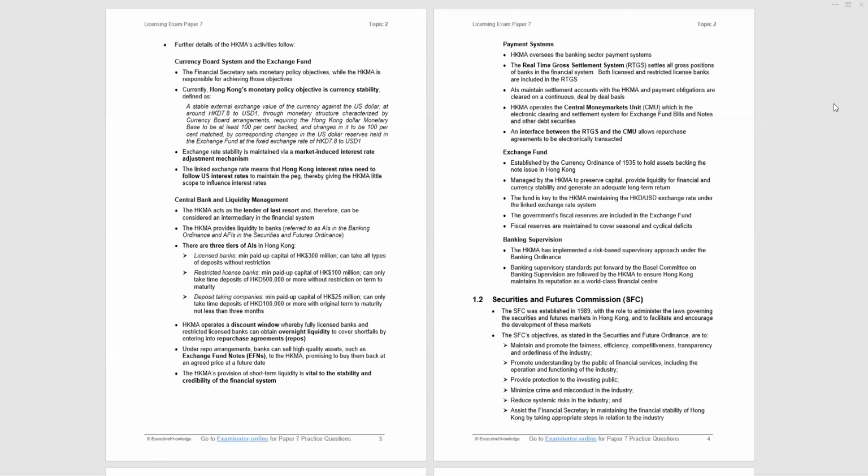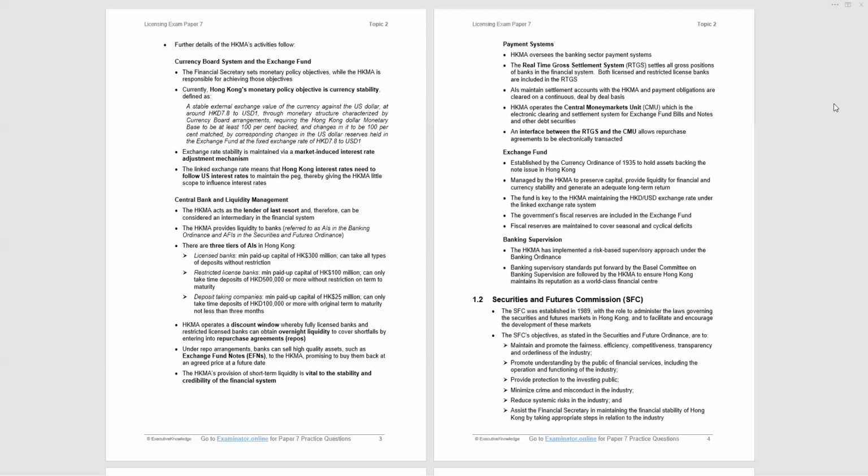Now, I touched on that with regard to supervising licensed corporations. And the SFC was established in 1989 after the problems of 1987, Black Monday. And its role is to administer the laws governing securities and futures markets in Hong Kong and to encourage development of these markets. Now, what can be examined is the SFC's objectives. I wouldn't necessarily memorize them, but I would be aware of these objectives as a backdrop to what we're studying.